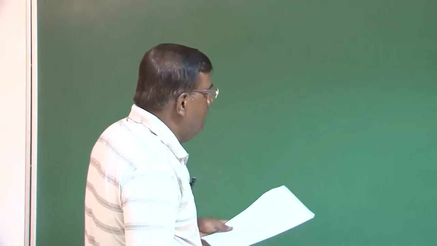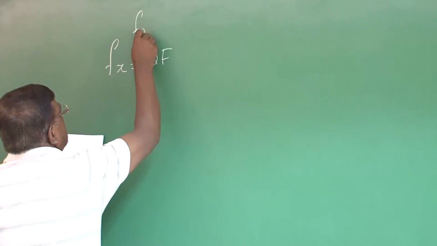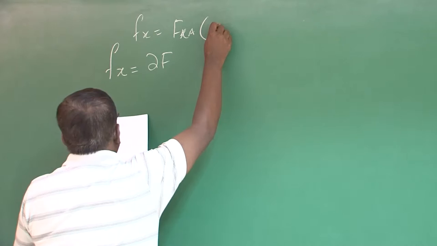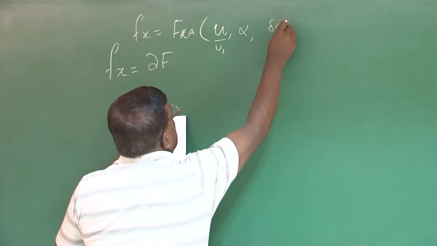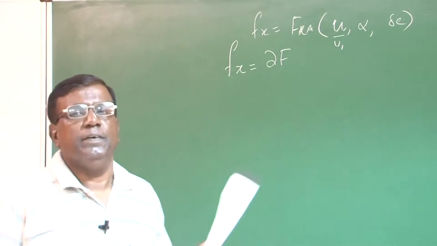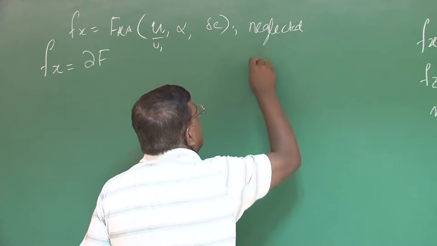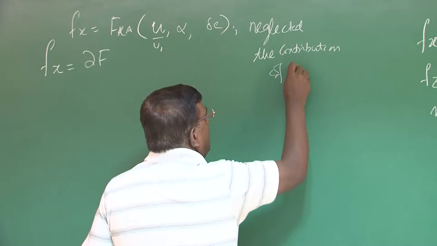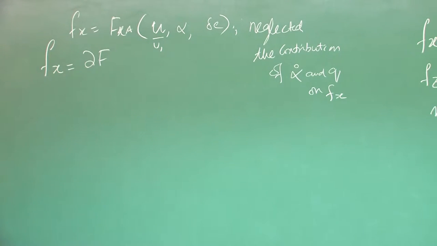So, for that, what we did, we started writing fx as a function of, let's say, u by u1, alpha and delta e. That means we have neglected the contribution of alpha dot and q on the perturbed aerodynamic force fx. This should be very, very clear.